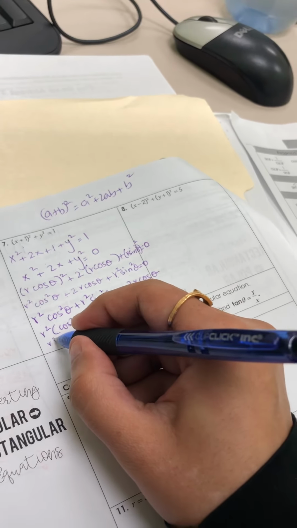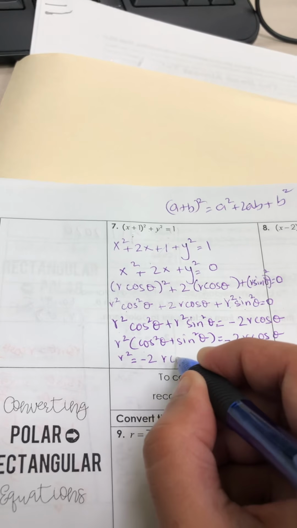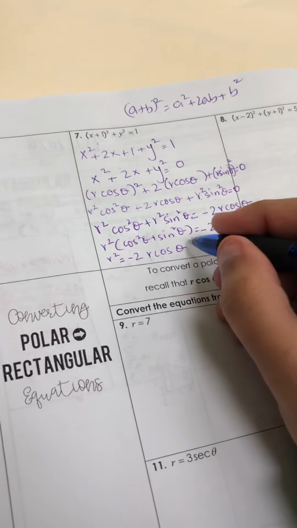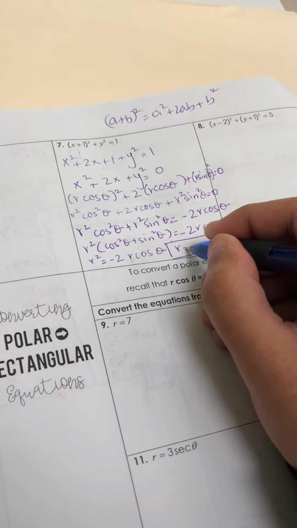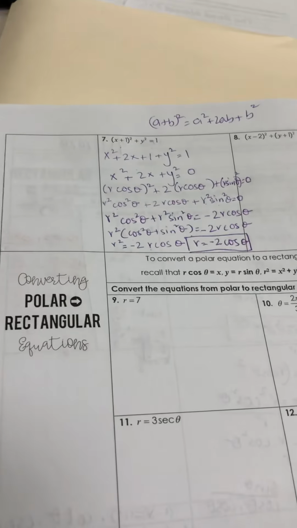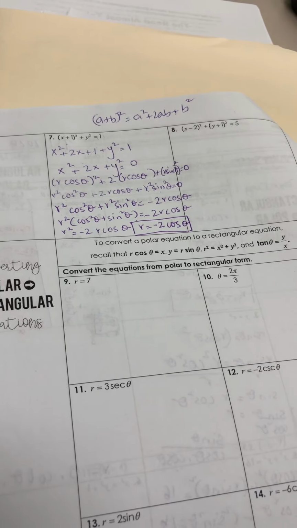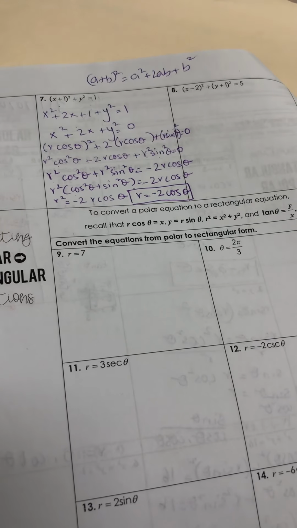So I know I get r squared equals negative 2r cos theta. If I divide both sides by r, what do I get? Divide both sides by r, I get r equals negative 2 cos theta. Your final answer. We good? So this is my final answer.